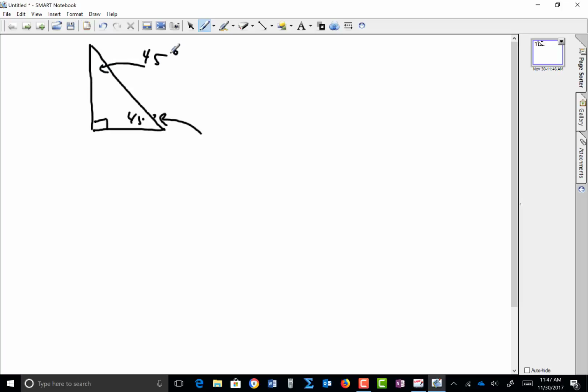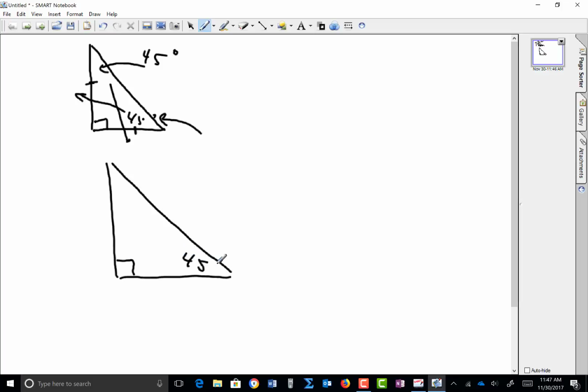And if a triangle has the same size angles in it, it's also going to have the same size legs on it. So that means that this leg and this leg, these two pieces down here, are the same size. So let's just draw another triangle. So that means this is 45 and these two legs across from them are the same size.